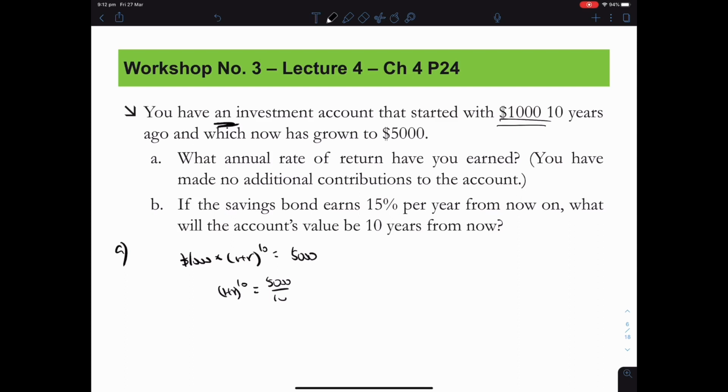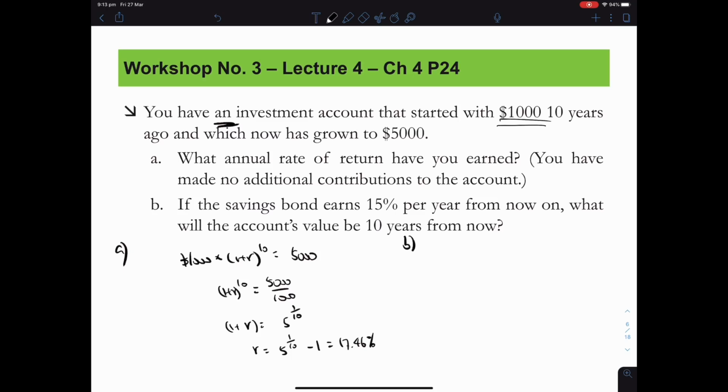5,000 divided by 1,000, which is 5. And then we take 1 plus R equals 5 to the power of 1 over 10, right? Move the 10 to the other side. And R equals 5 to the power of 1 over 10, minus 1. And that should be 17.46%, right? You should be comfortable doing that. If not, definitely put a question on the discussion forum.